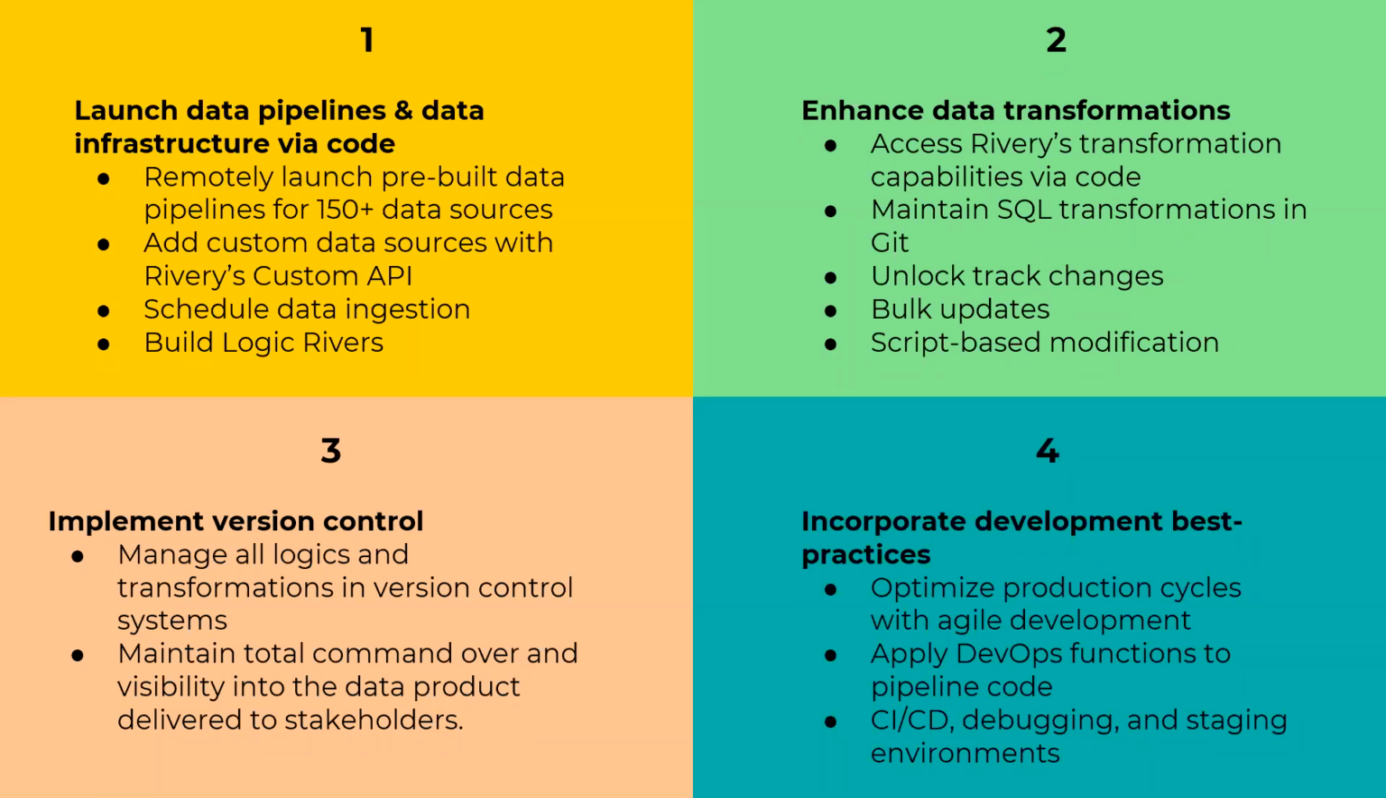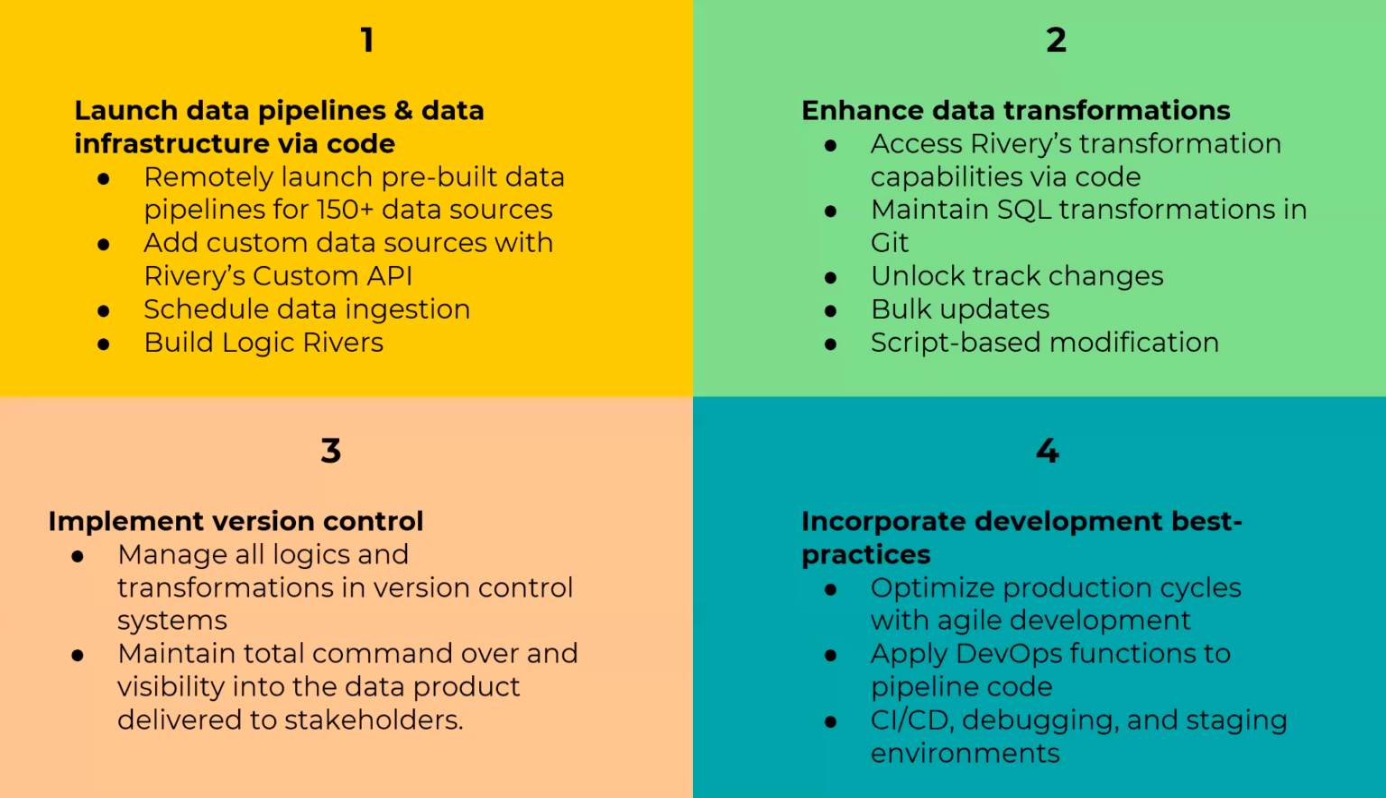Second, you can enhance your data transformations by unlocking track changes, issuing bulk updates, and modifying config files via scripts. So say you have a really large configuration file in a logic river, and say your database changes, you're able to do a simple modification of the script and apply it to all instances of that variable, and then have your pipelines update programmatically and in a more efficient fashion than having to go into the UI and manually change these variables on every pipeline.